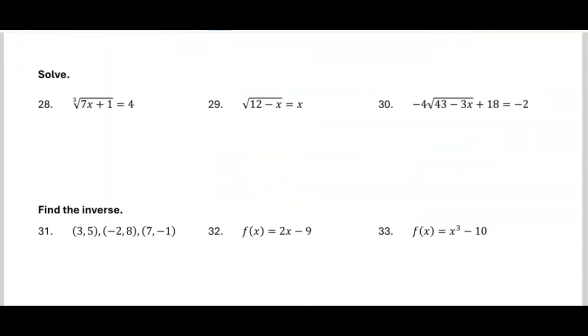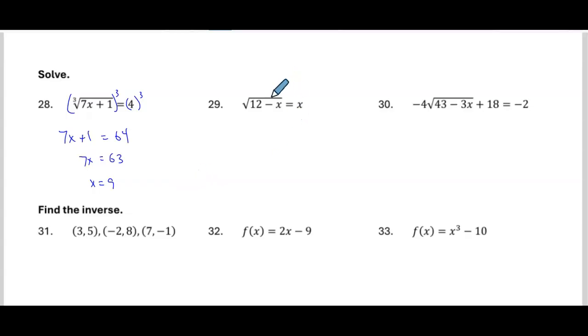Okay, page 4. So we're solving radical equations here. That means I need to undo the root types. So for the first one, simply cubing it will take care of the cube root, which means I need to cube both sides. So the cube and the cube root just negate each other, so I have 7x plus 1. And then 64, subtract 1, and divide 7.